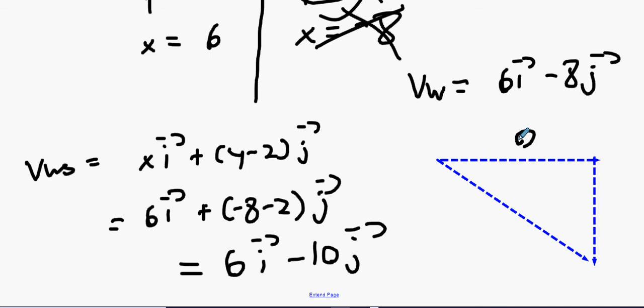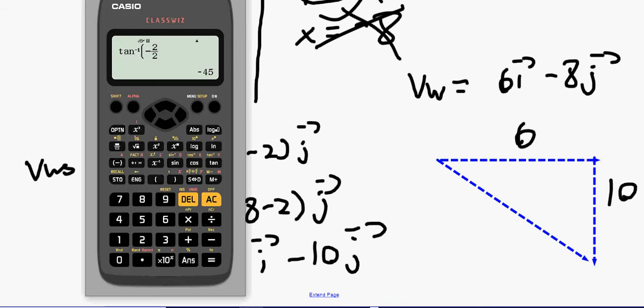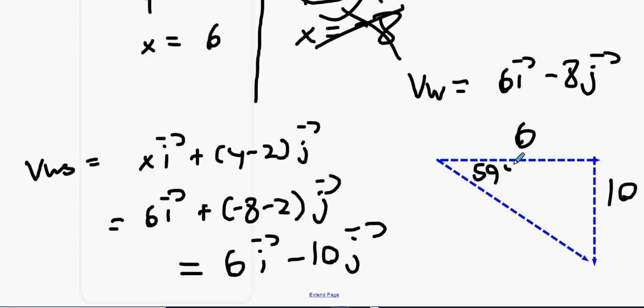So 6 and 10, alright? Everything's done perfectly, and it's tan inverse 10 over 6. To be fair, he would have done better on this than I would have on my own, so can't say anything. So 59 degrees, right? So he goes, no bother. East, 59 degrees south.